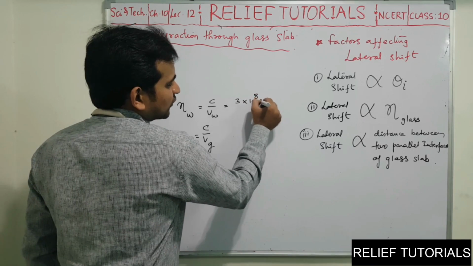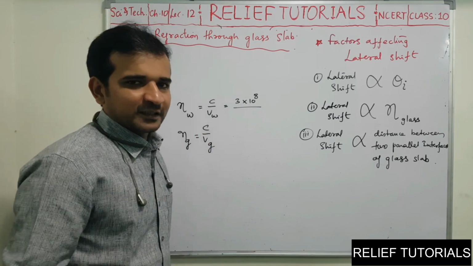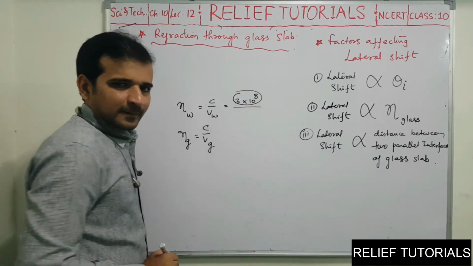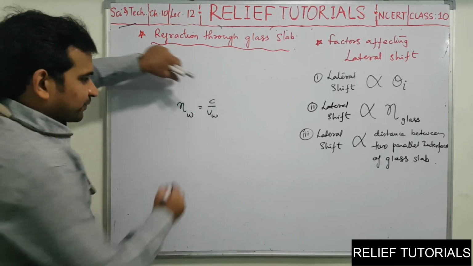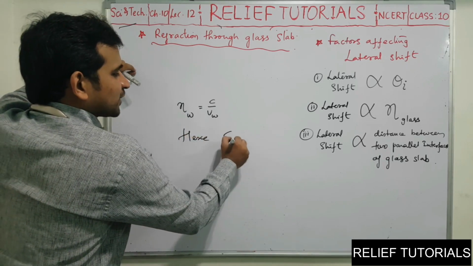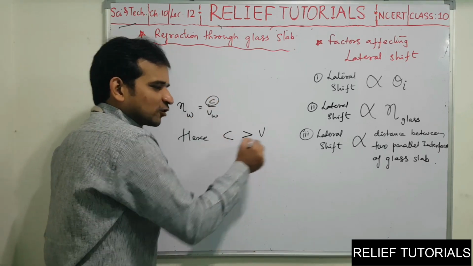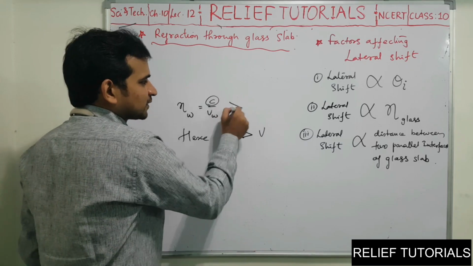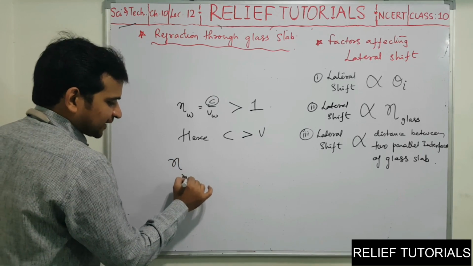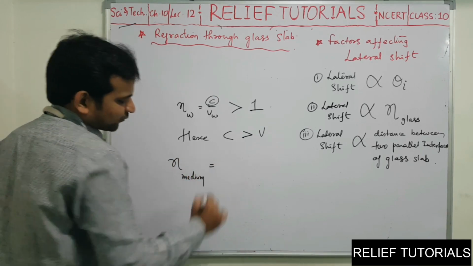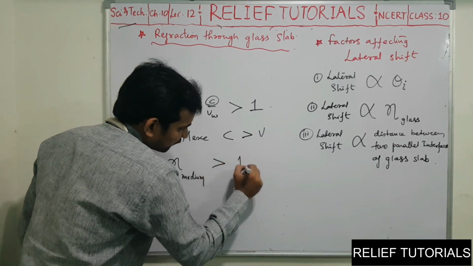3 into 10 raised to 8 meter per second. And in the denominator, the speed of light in water. And the speed of light in water is always less than this value. So in such cases, in the absolute refractive index, the numerator is always bigger than the denominator. So if the numerator is always bigger than the denominator, the ratio will always be bigger than 1. So remember, the absolute refractive index of any medium is always bigger than 1.